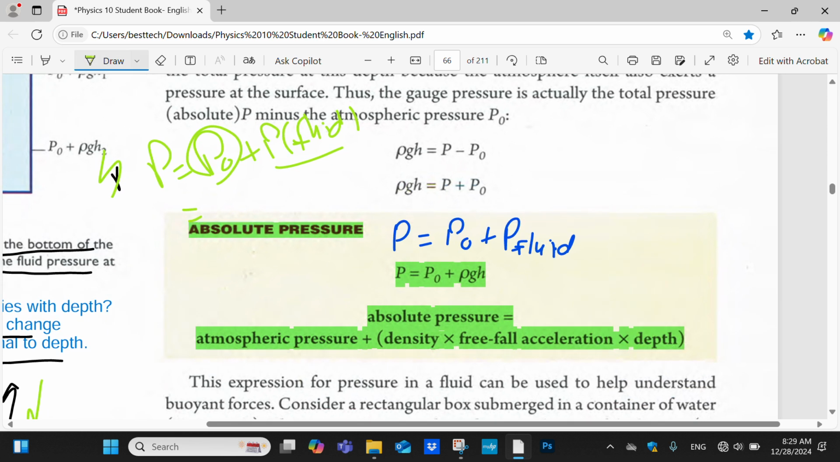The total pressure is called absolute pressure, P, which is equal to P naught plus rho g h. P naught means atmospheric pressure, plus rho, the density, times g, the acceleration, times h, the depth. So this rule is important to solve examples.